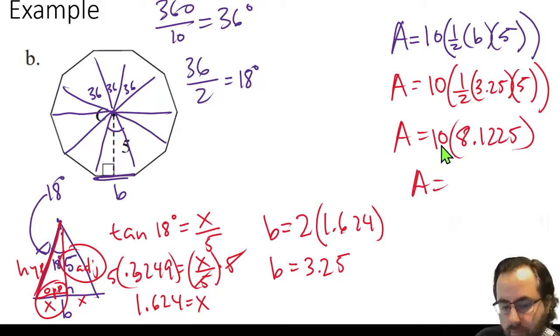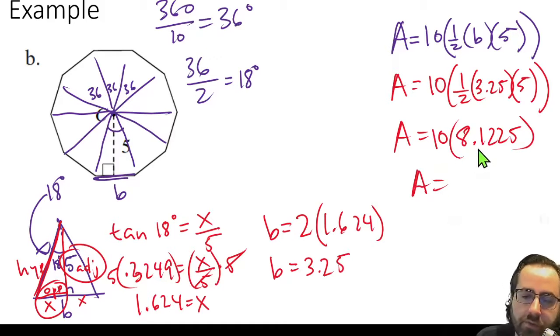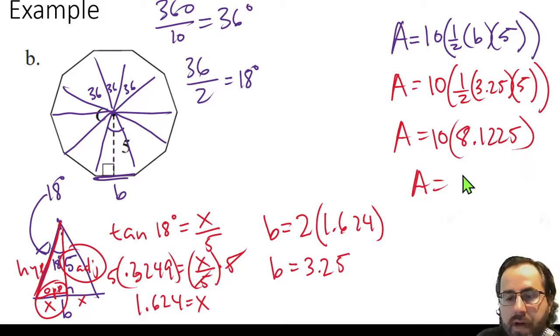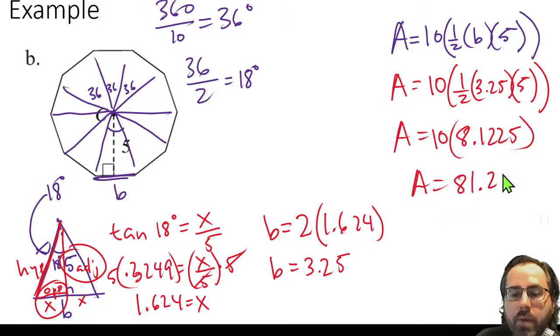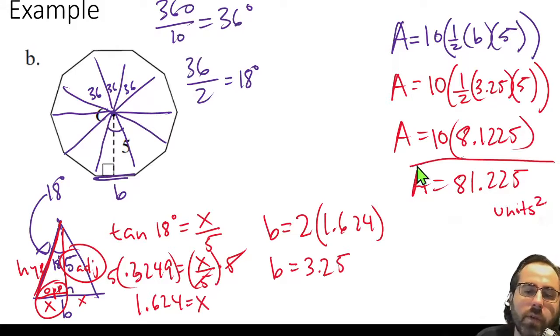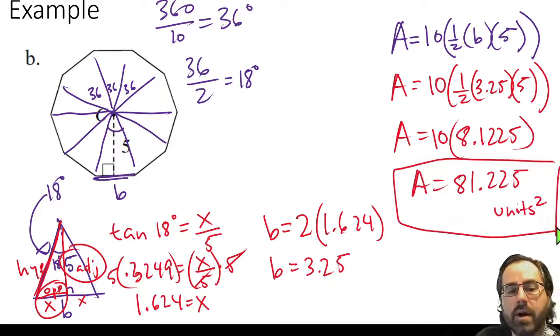And then that's getting multiplied by 10, and you can just move the decimal one place. So 10 times 8.1225 is 81.225. And there's no units here, so we would just say 81.225 units squared. And that's the area of this shape.